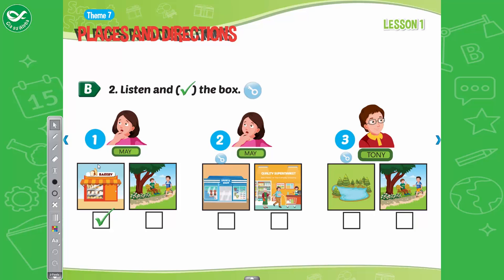B. 2. Listen and tick the box. 2. Oops! I'm home! Oh, where are you going, May? I'm going to the supermarket. Okay. 3. Okay, kids, let's go. Where are we going, Dad? We're going to the lake.